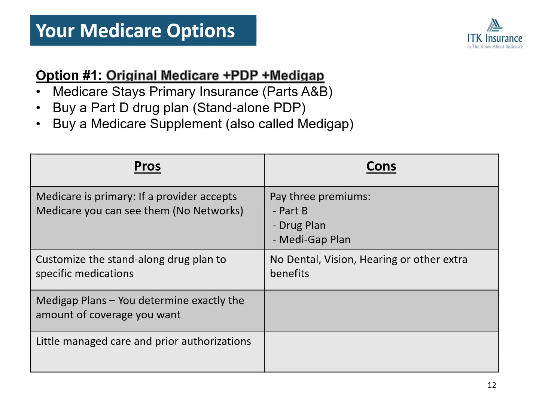So at some point, you have to make a decision on which option you're going to start with. Option 1, original Medicare with a prescription drug plan and a Medigap plan. And with option 1, it has pros and cons, just like option 2 does. And mostly the pros outweigh the cons. You have Medicare stays your primary insurance, and you don't have any networks on that. You have little managed care and prior authorizations. The cons are really financial, where you have to pay 3 premiums: Part B, plus your drug plan, plus your Medigap plan, and maybe even a dental vision hearing plan.